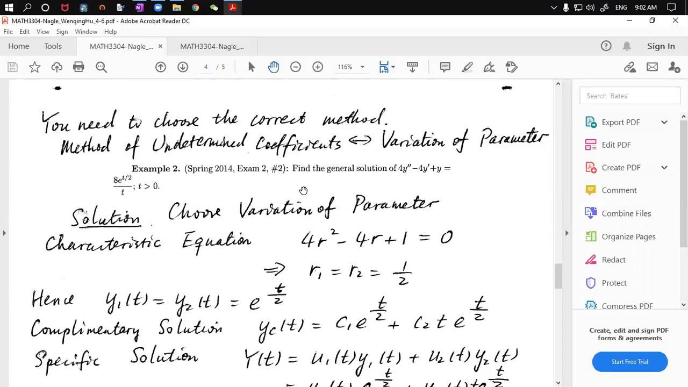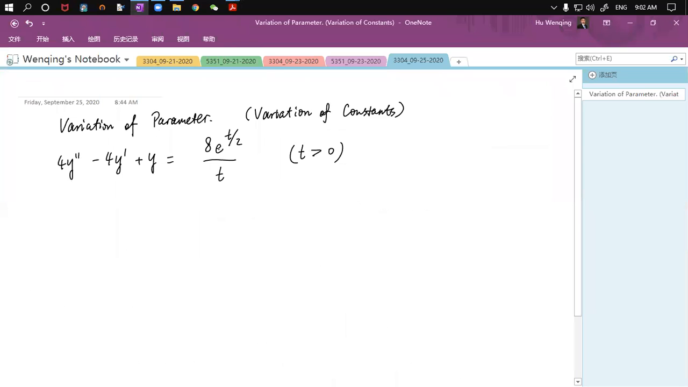Here you can see that the right-hand side is not very standard. It has a shape that's an exponential divided by a polynomial. We never talked about this shape. So we use the variation of parameters method.